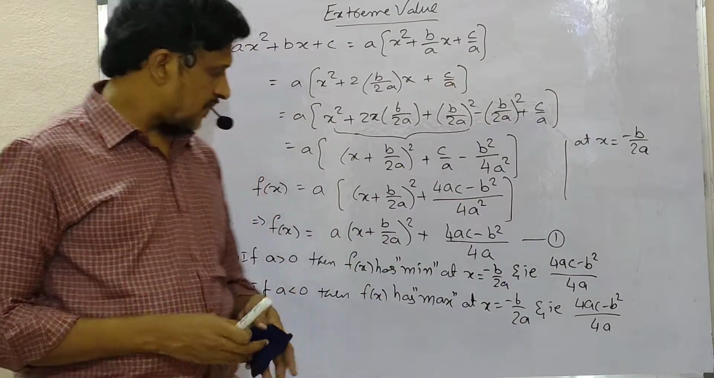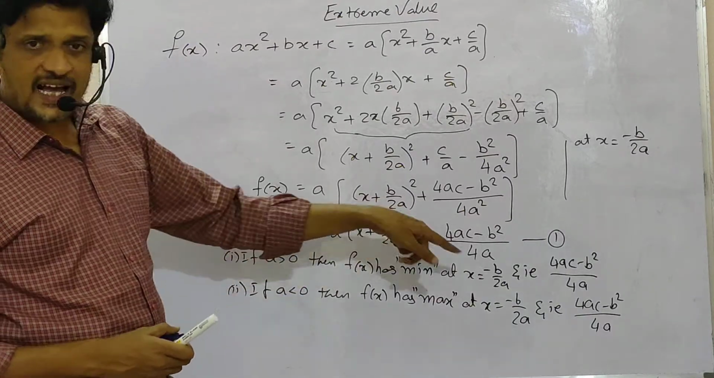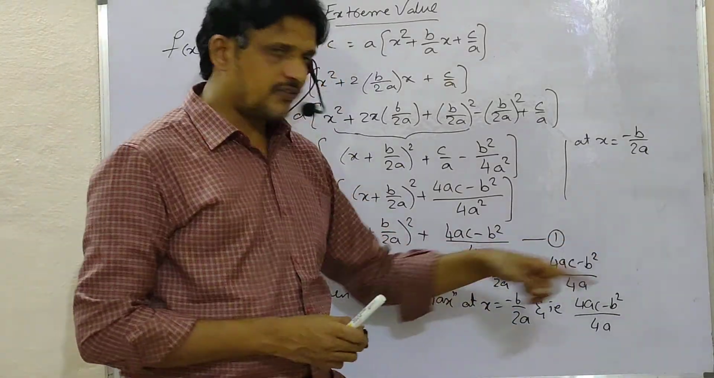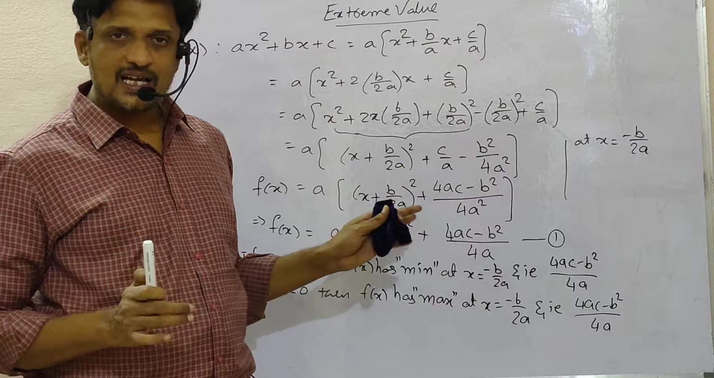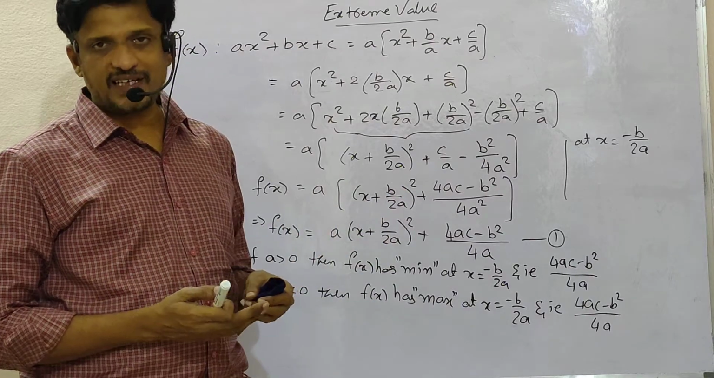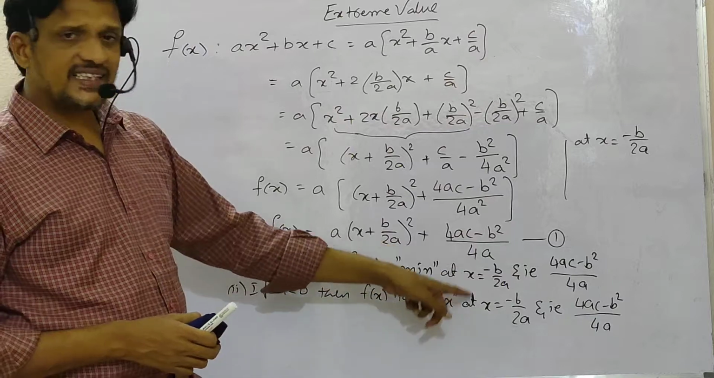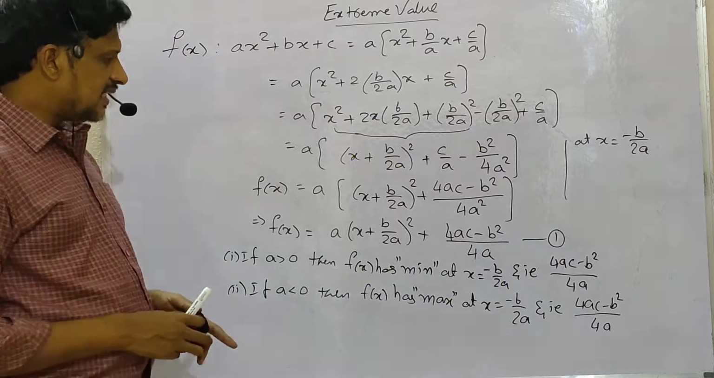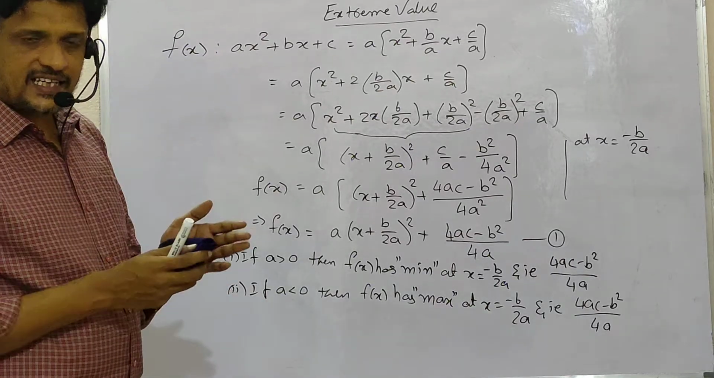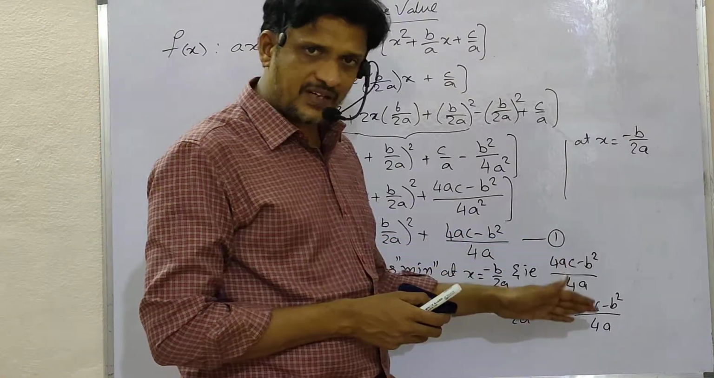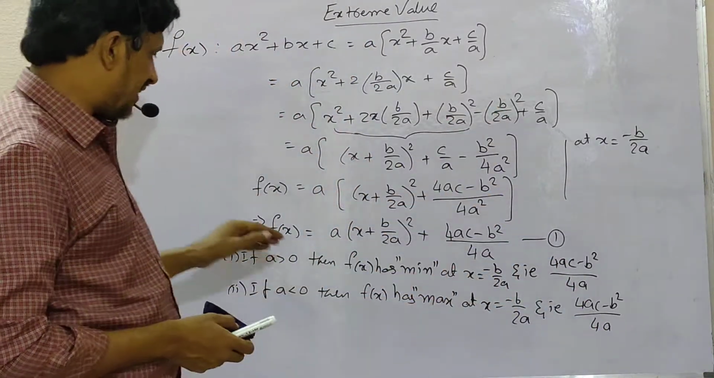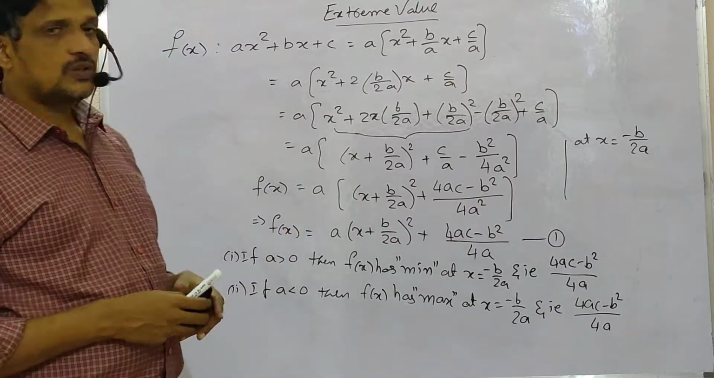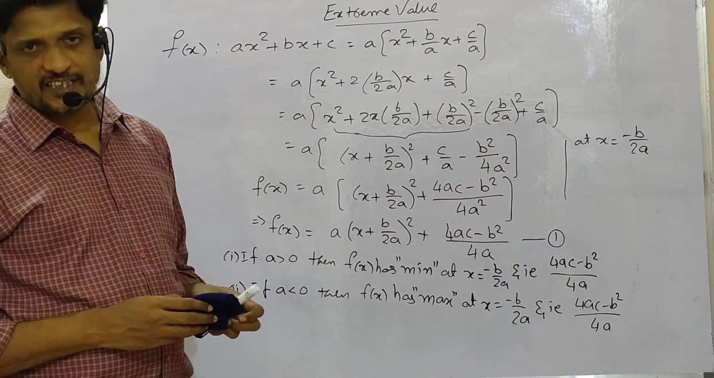Now we'll draw the graphs also. So if a is positive, it has a minimum. If a is negative, it has a maximum, and that particular value is the same, (4ac minus b square) by 4a, in both the cases. For what value of x will you get this extreme value? At x equal to minus b by 2a, you will get this extreme value, which is equal to (4ac minus b square) by 4a. According to the sign of a, whether it is positive or negative, you will get minimum or maximum. So that is about the extreme value of a quadratic expression.